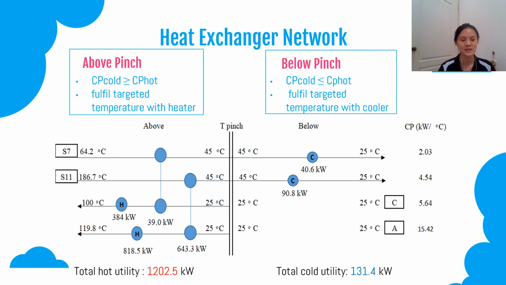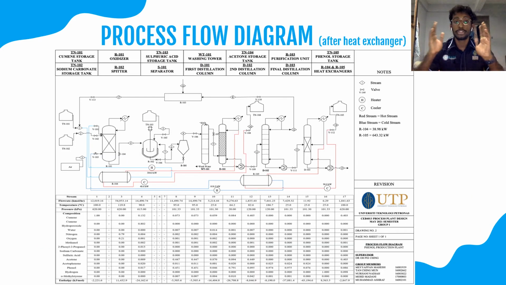Last but not least, we can see the total hot utility fulfill the calculation earlier, which is 1202.5 kW, and for the cold utility as 131.4 kW. Now, shown here is the process flow diagram after the heat exchanger, the second process flow diagram. The only additions here are the 2 heat exchangers and the 2 heaters and 2 coolers added after doing the heat exchanger network design. Thank you.